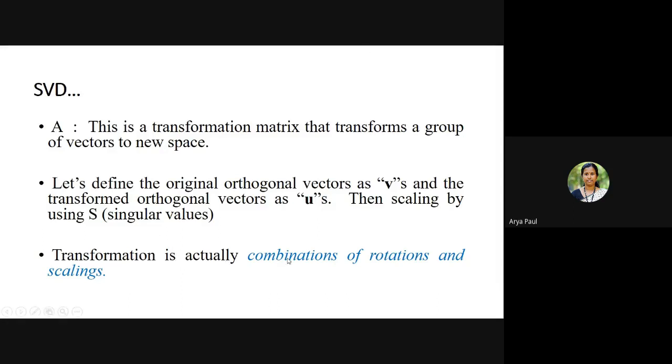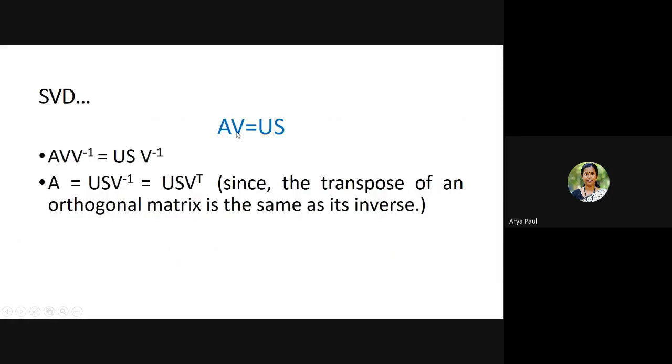Now, transformation is actually a combination of rotation and scaling. As I've already told you, transformation means it's a combination of rotations and scalings. Now, we will continue with AV equal to US. This will hold because you are transforming a vector V, which is an orthogonal vector, by using the transformation matrix A. So AV equal to the resultant one, which is U, with a scaling factor S. So AV equal to US.